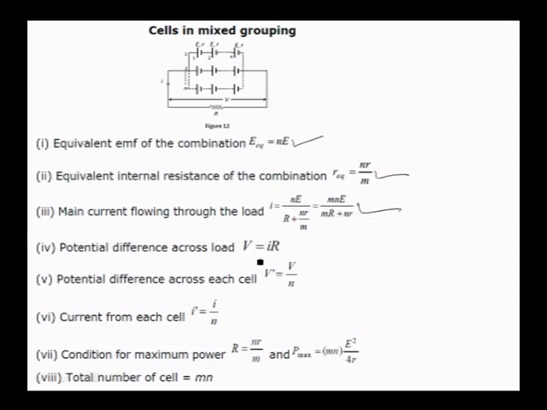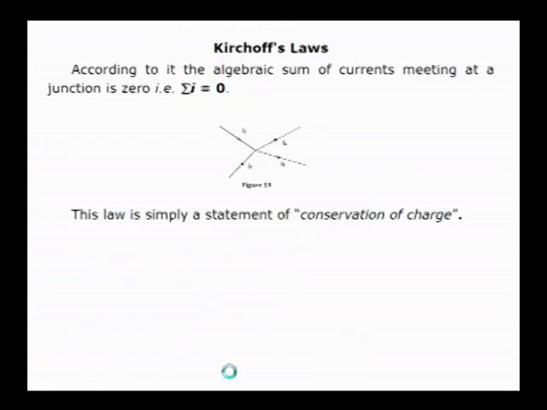Current in the circuit is I, voltage in the external resistance is V = IR, voltage in each branch is V/n, and current I' = I/m. Similarly, for the maximum power, the value of R should be equal to the sum of the internal resistances. So that is R = nr/m, then the power is maximum. The total number of cells in this combination is m × n.